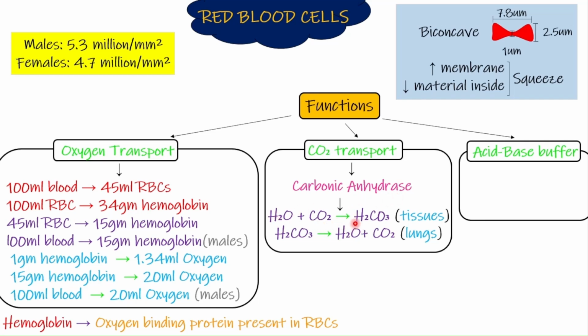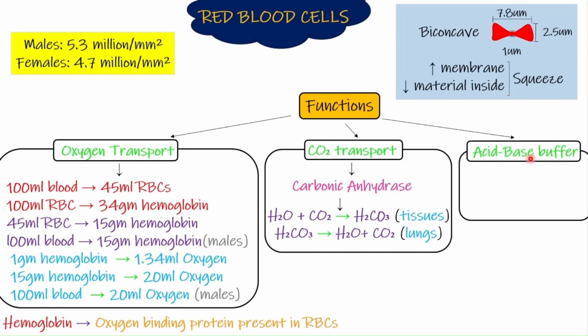Now, which enzyme is catalyzing these reactions? The enzyme is carbonic anhydrase. Carbonic anhydrase is the enzyme which converts water and carbon dioxide into carbonic acid, and then converts carbonic acid back into water and carbon dioxide. So this is how the carbon dioxide is transported.